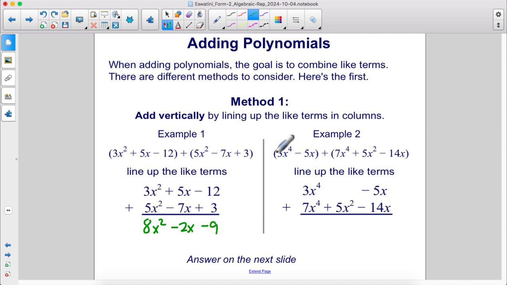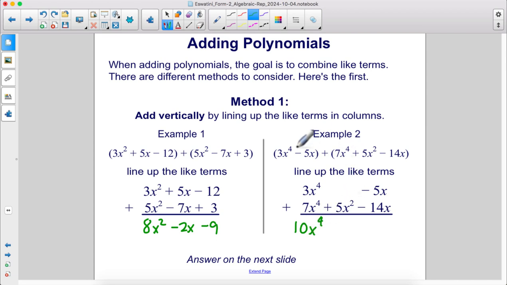Over here, we want to add these two polynomials, 3x to the 4th minus 5x plus 7x to the 4th plus 5x squared minus 14x. We just have to line them up vertically. So we have 3x to the 4th plus 7x to the 4th is 10x to the 4th.